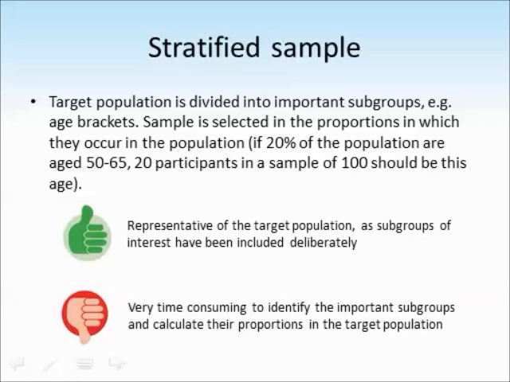However, it can be very time-consuming to identify the important subgroups and to calculate their proportions in the target population and then to select an appropriate number of participants. Once the subgroups have been identified, another kind of sampling method might be used to select the participants, such as random sampling, who are going to be within that sample.